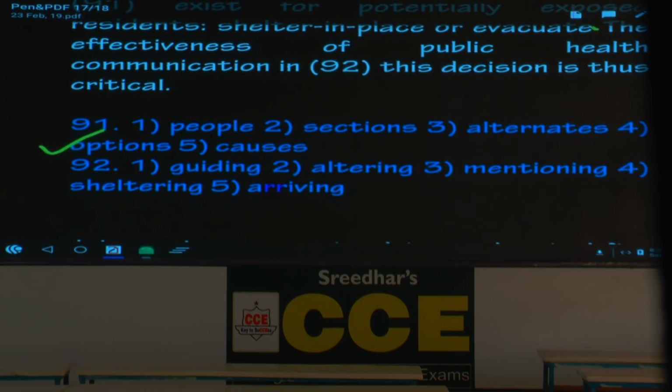Now we have to decide between guiding this decision or mentioning this decision. What do you think the answer? How many of you have chosen guiding? You cannot use mentioning. It is not about mentioning. It is about guiding the decision. What is the decision here? Is it whether to shelter in place or evacuation? So obviously the answer is what? Guiding. Please make a note.